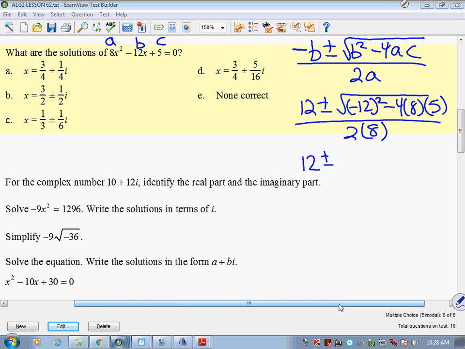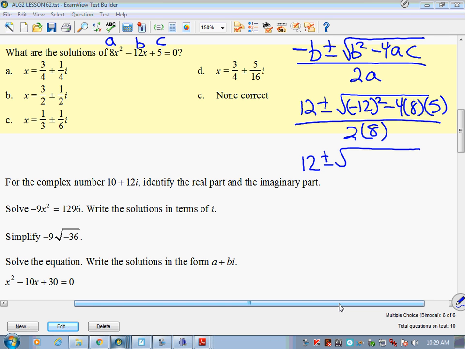We have 12 plus or minus. All right, we know that negative 12, so we want to solve what's inside the square root. So negative 12 squared is 144 minus 4 times 8 times 5. Can anybody tell me what that number is going to come out to? 160?